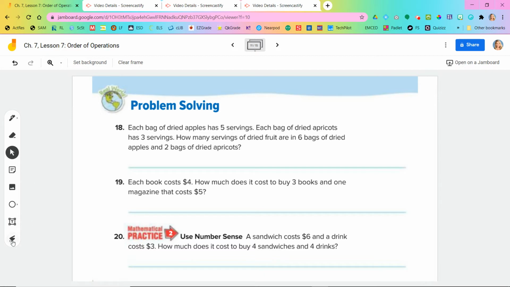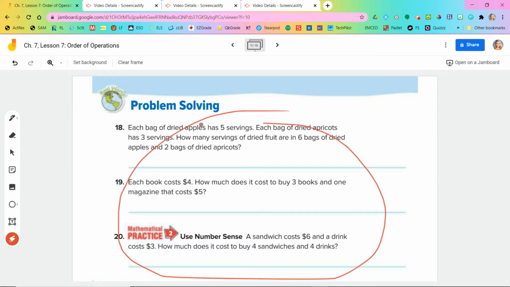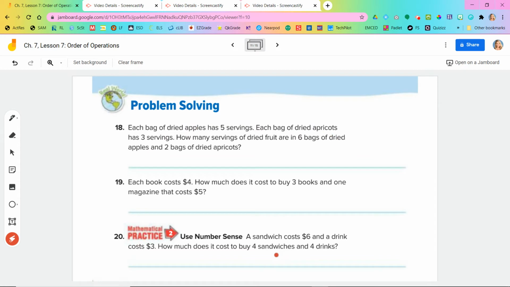All you have to do for these three problems is simply give me the correct answer. You don't have to write an equation or an expression, but you can if you want to. Totally up to you. I'll just be looking for the correct answer.